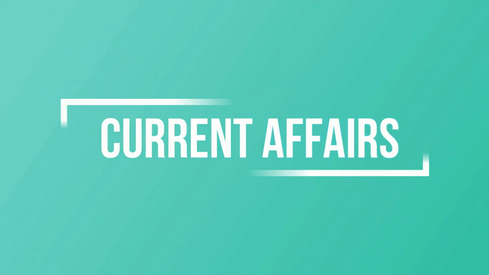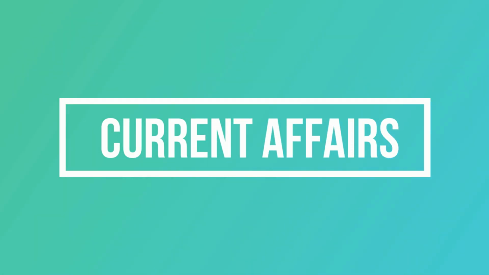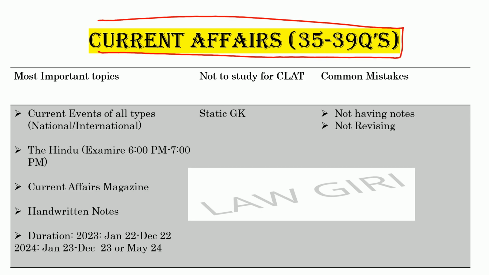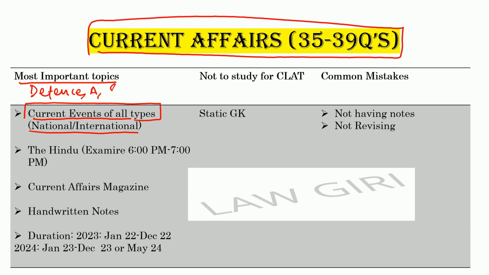Okay, current affairs. From current affairs, 35 to 39 questions are going to be there. So which are the most important topics? The most important topics are all your current events, all types of current events, be it national, be it international, related to defense, awards. It can be any scheme, government scheme. It can be anything related to environment, anything that is there in the newspaper. It is important, but not everything, right?